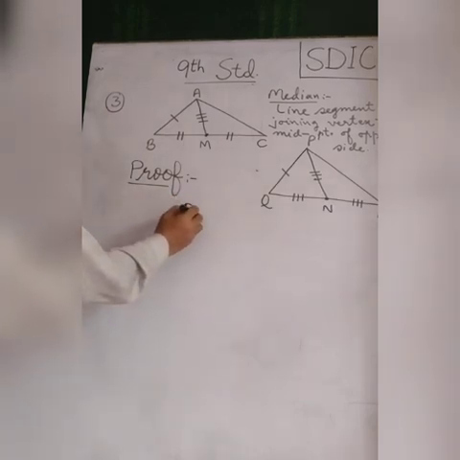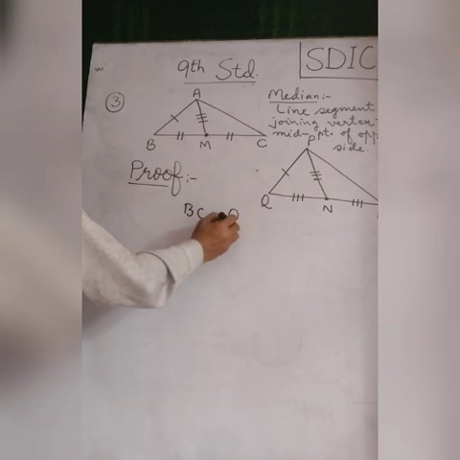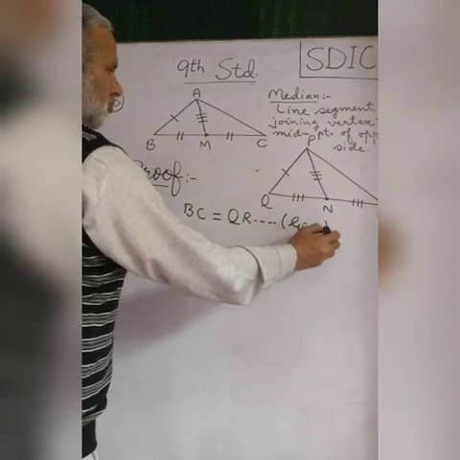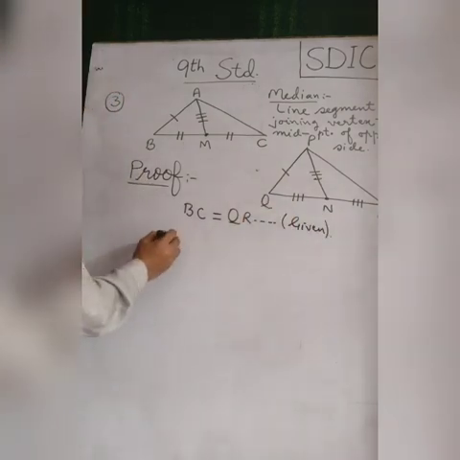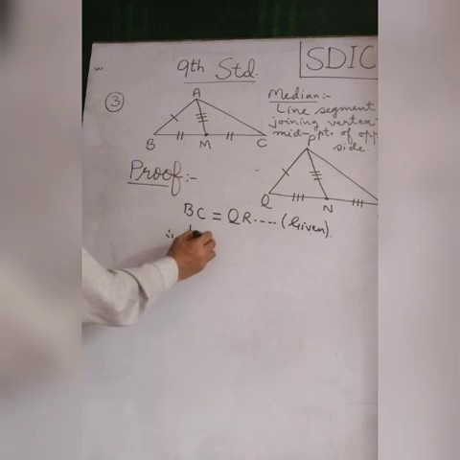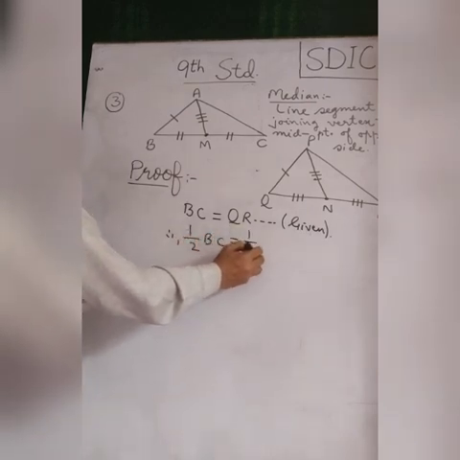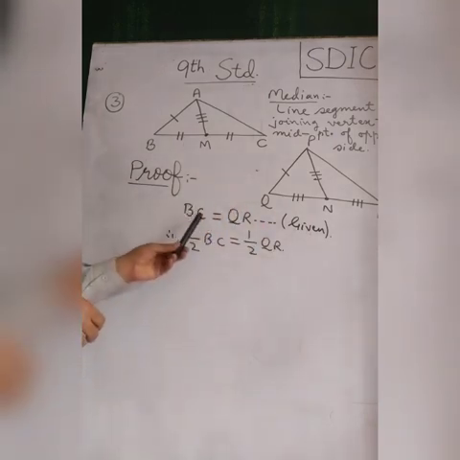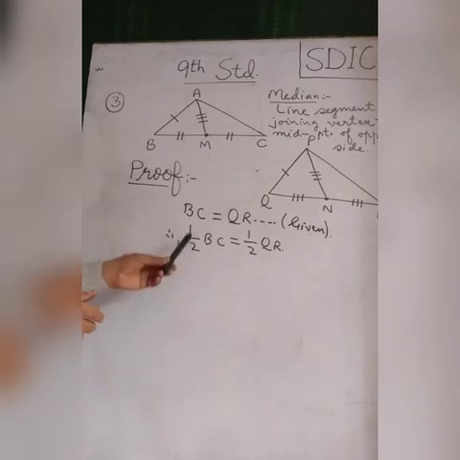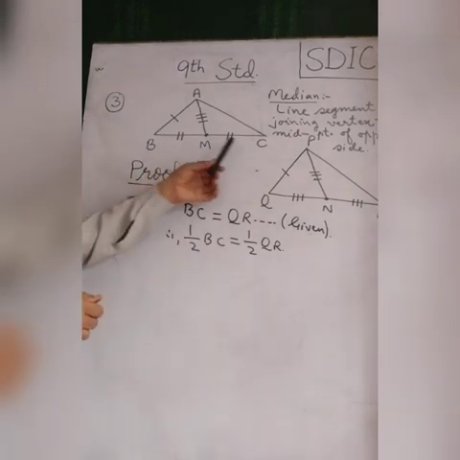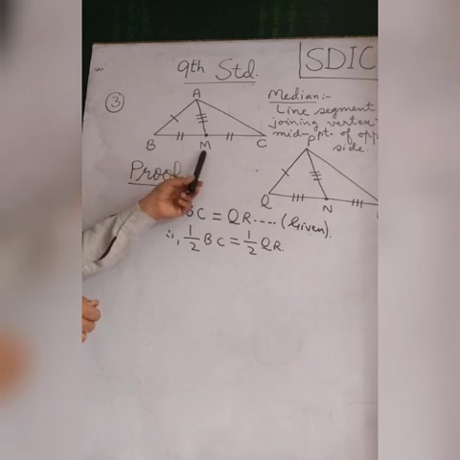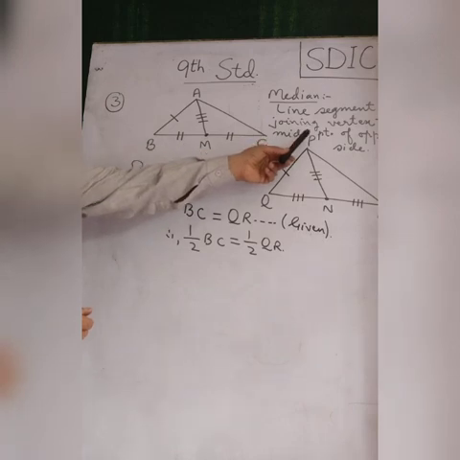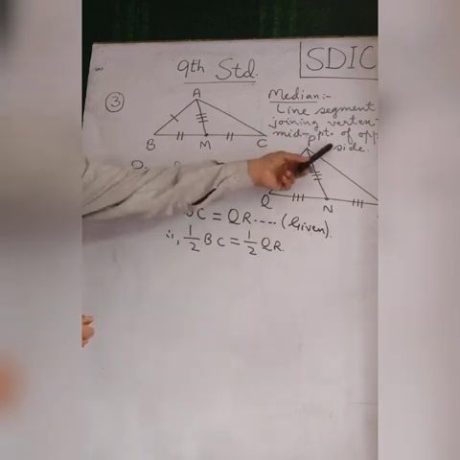BC is equal to QR. It is given to us. So write in the bracket given. So what will we therefore have? Their halves also will be equal. Half BC will be equal to half QR. When two line segments are equal, their halves also are equal. Now, we have two halves of BC. M is the midpoint. Why do we say M is the midpoint? Because it is given that AM is the median. You have seen the median definition. It is the line segment joining the vertex to the midpoint of the opposite side. So there is a midpoint involved.